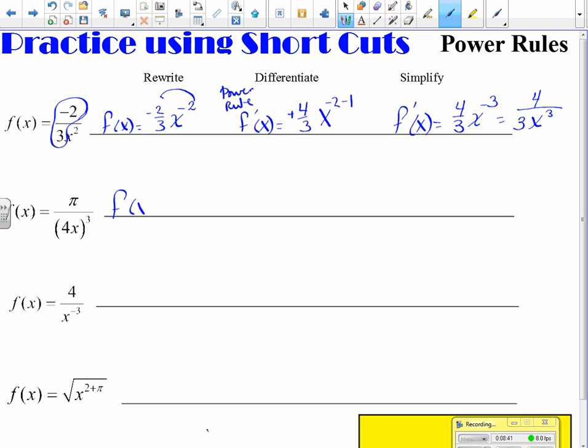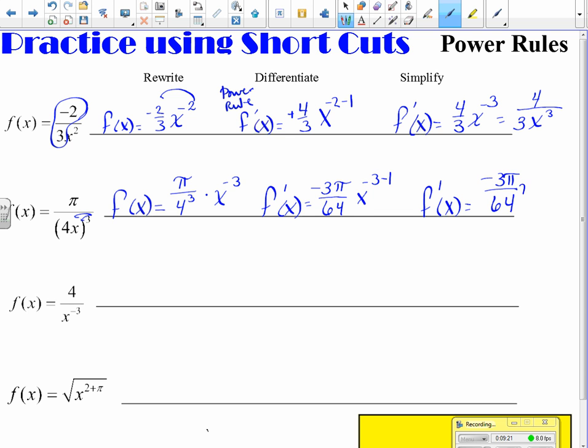Rewrite f of x. I'm still just with the original function, just rewriting it. Okay, the 3 gets applied to each of those, right? So I really have pi over 4 to the 3rd, and then I've got this x to the -3. Let's take the derivative now. F prime of x. The -3 comes down, so I'll have -3 pi over 4 to the 3rd, which is 64. And then I'll have x to the -3 minus 1 more, drop it by a power. And final answer will be -3 pi over 64, x to the -4, -3 pi over 64, x to the 4th on the bottom.